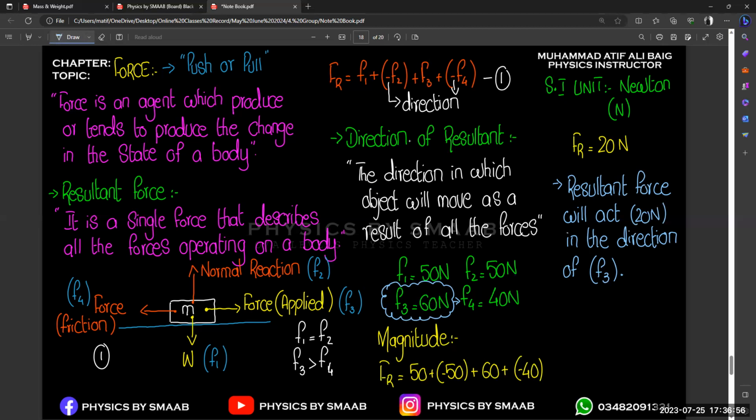And let's suppose we talk about balanced forces. Balanced forces means that if two or more than two forces are acting on a body, and all forces are equal and opposite to each other, right? Just like the same example we discussed at the initial stage, that all forces are equal and opposite. So that is the concept of balanced forces.